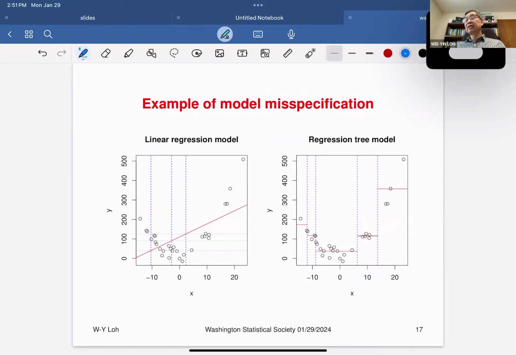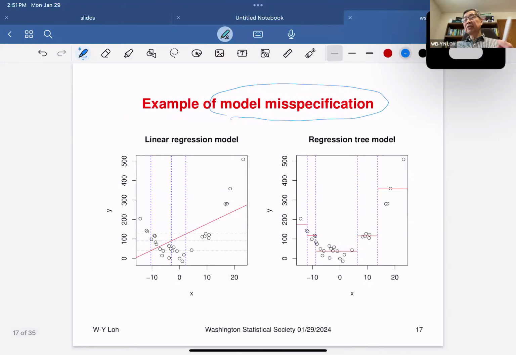Whereas if you look at the right side, the regression line, that step function is coming down and going up as it should, following a parabola, right? So one good thing about a regression tree method is you don't have to worry about model misspecification, right? It will do its best to fit whatever unknown curve.